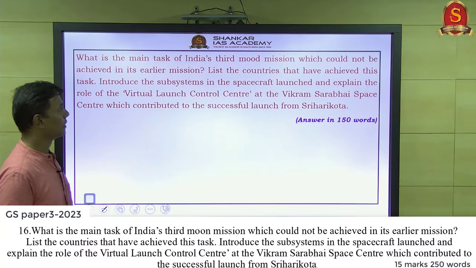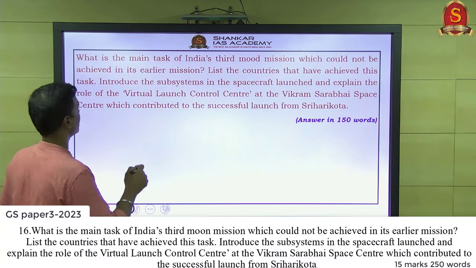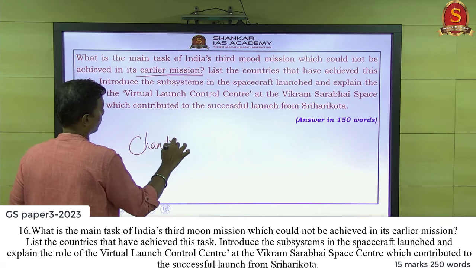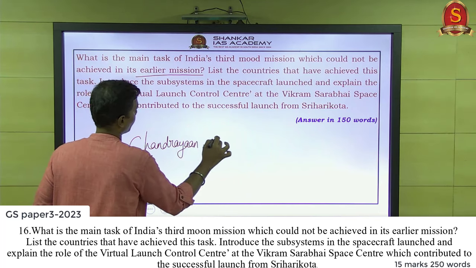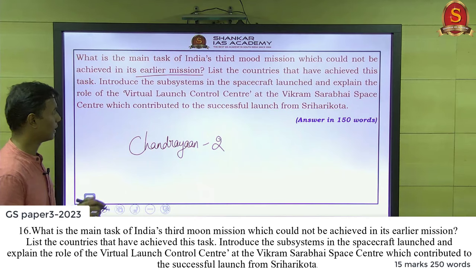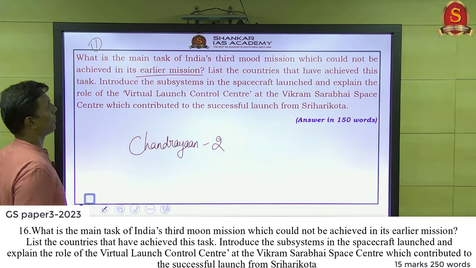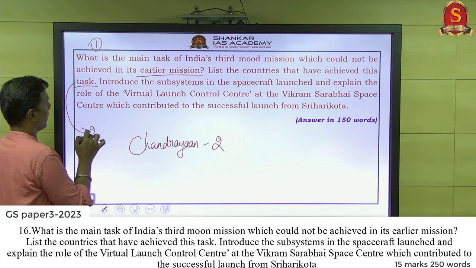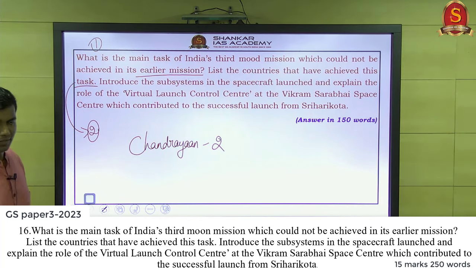What is the main task of India's third moon mission, which could not be achieved in the earlier mission? That means they are saying Chandrayaan 2 could not achieve certain objectives, which were achieved by Chandrayaan 3. What are those objectives? That is the first part of the question. Second one, list the countries that have achieved this task. For the second one, you have to write a few data related to that.